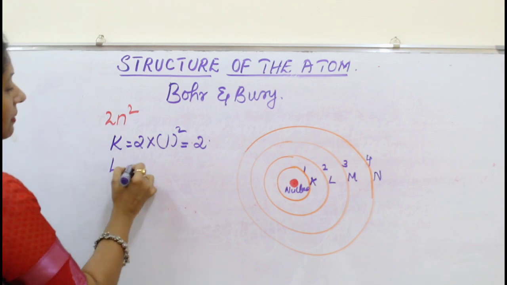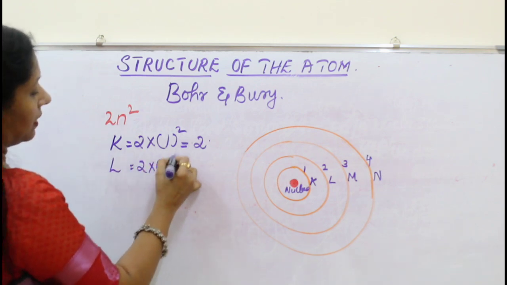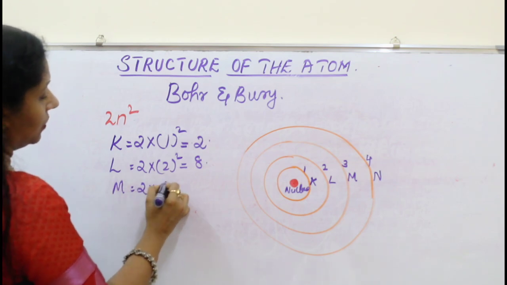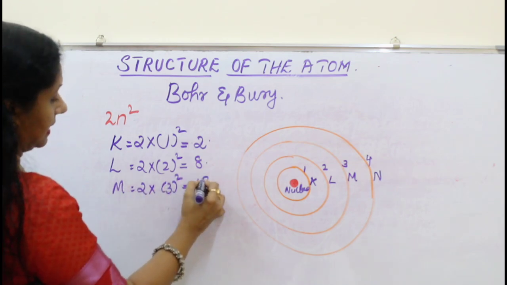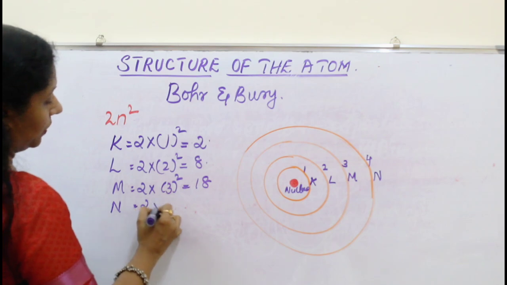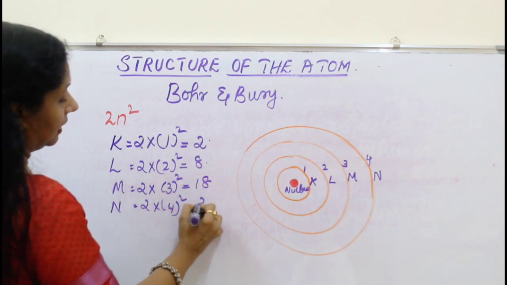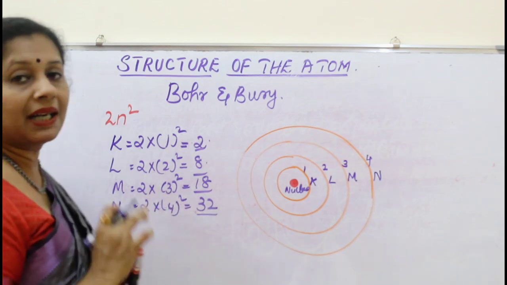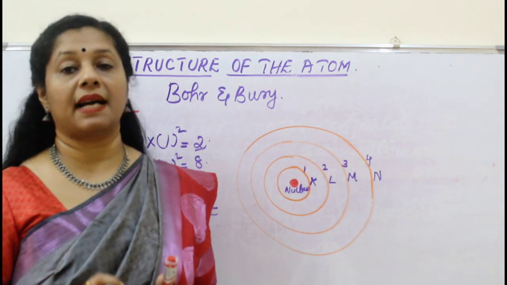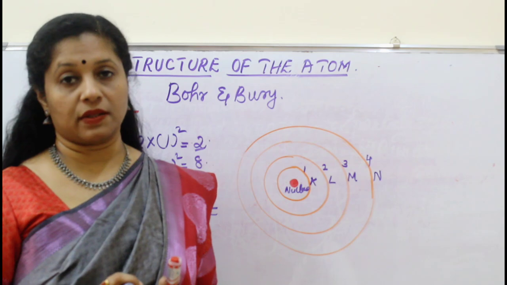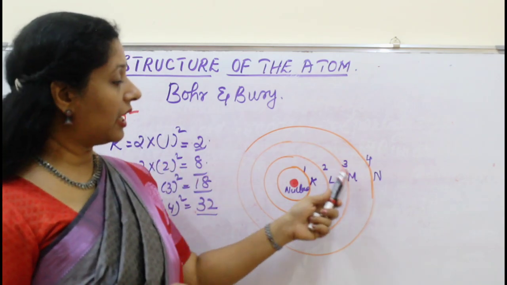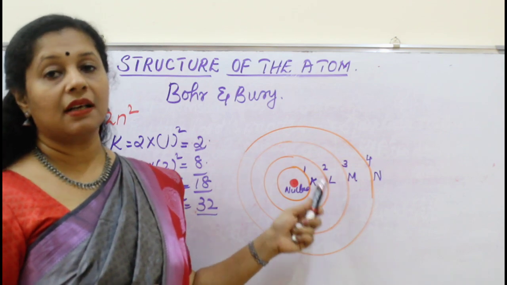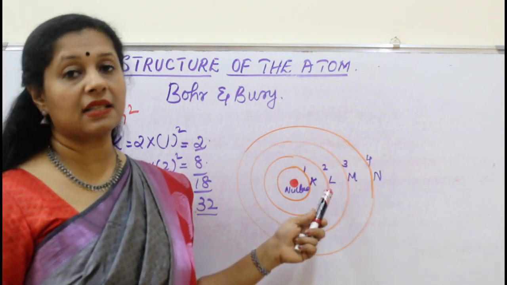Whereas the L shell will be 2 into 2 square, so 8. The M shell can have 2 into 3 square, 18. The N shell can have 2 into 4 square, 32. But even though these can have 18, 32 and so on, the outermost orbit can have a maximum of only 8 electrons. And an electron cannot fill the next shell until the previous shell is completed, because each shell represents an energy level.